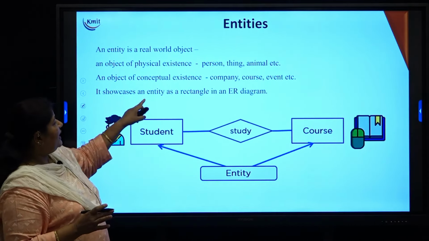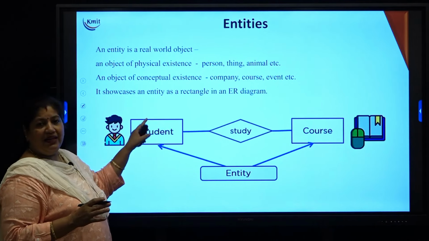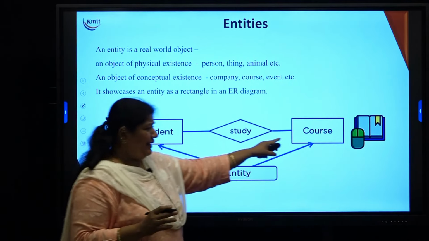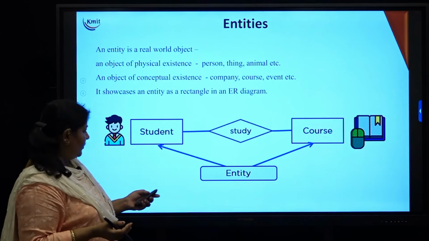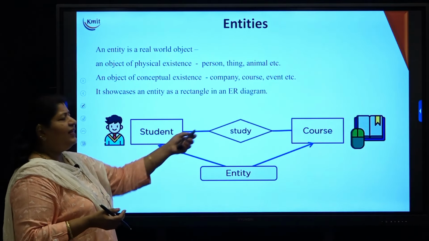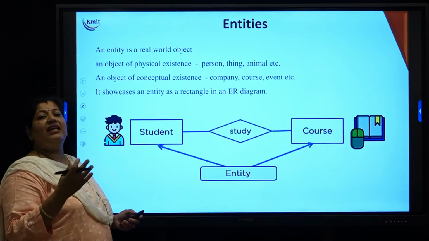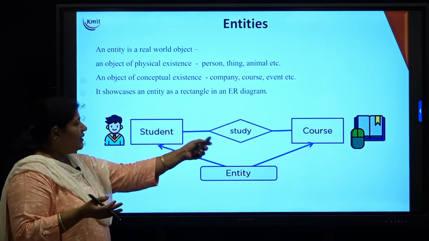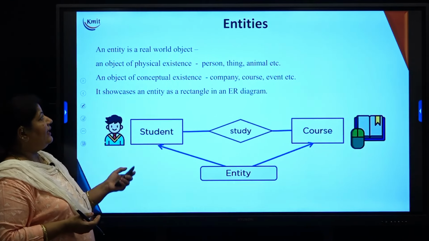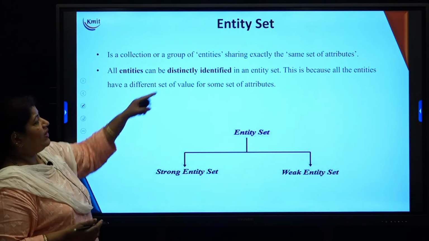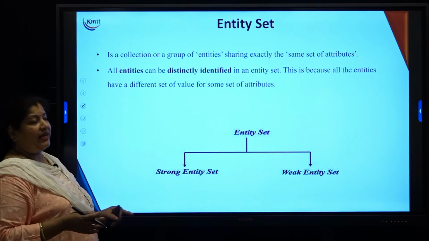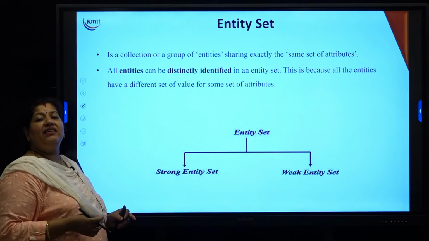Now, an entity is showcased using a rectangle. Here, student and course are the two entities. The relationship is that a student studies a course. The rectangles are your entities. Now, a collection or group of entities sharing the same set of attributes is called an entity set.